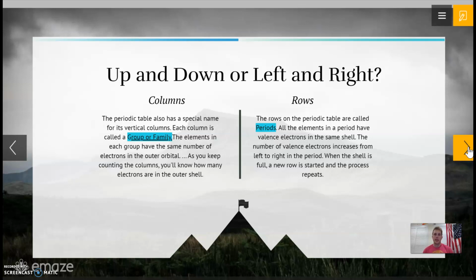The reason for this, as noticed on the last slide, is because of the valence electrons. These are the electrons that are in the outermost level of the atom or the element. And because of that, if it has the same number of valence electrons, it's going to behave very much in the same way, much like a family or a group will behave in very much the same way.